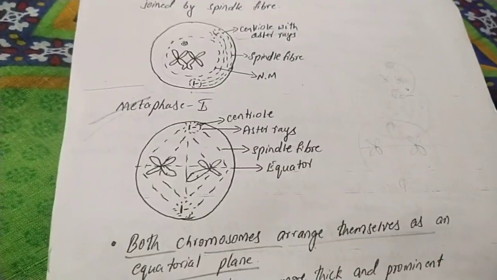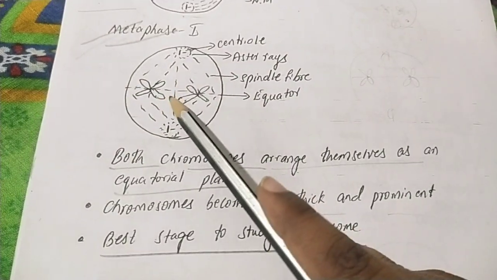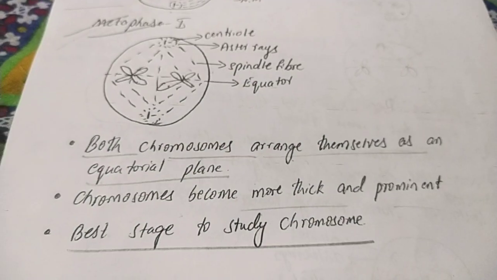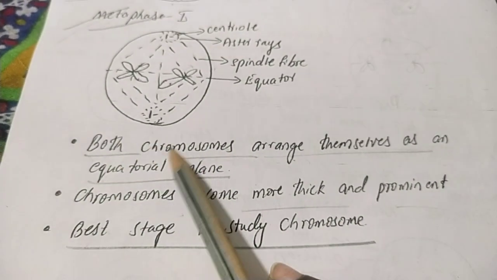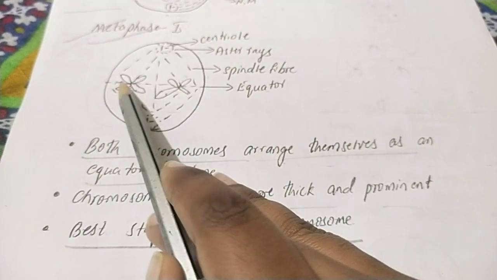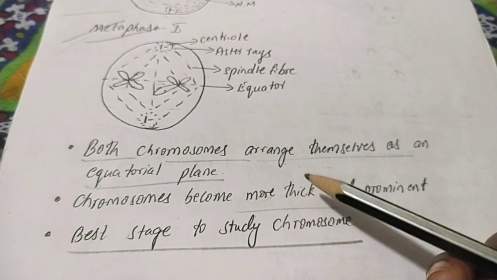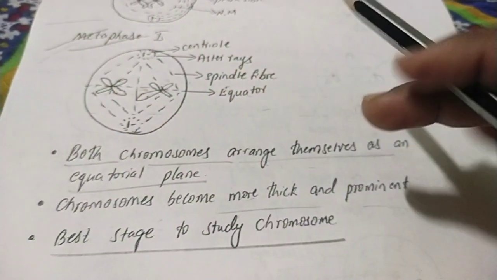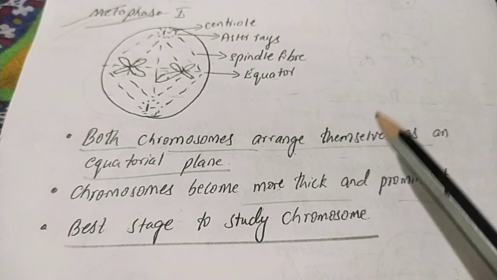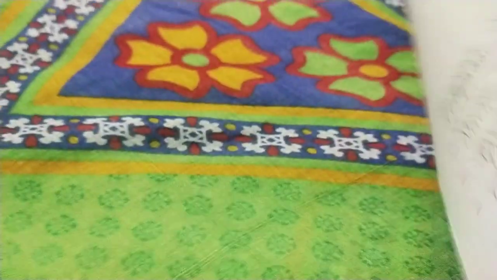Then coming to metaphase 1. In metaphase 1, you can observe this diagram. Both chromosomes arrange themselves on the equatorial plane, and the chromosomes become thicker and more prominent. It is the best stage to study chromosomes, as they are more visible here.